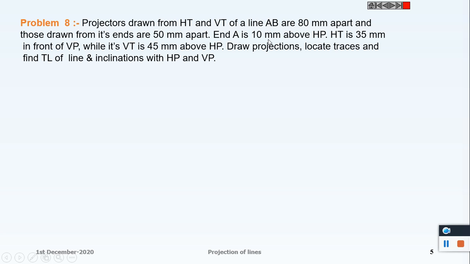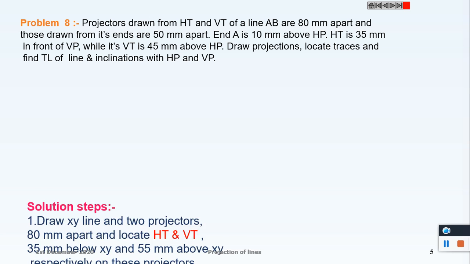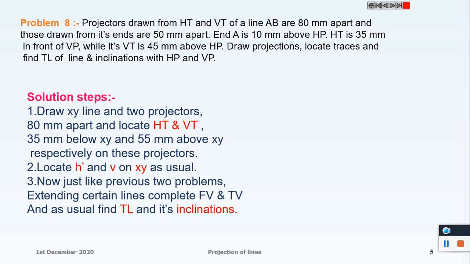End A is 10 millimeter above HP. HT is 35 millimeter in front of VP, while its VT is 45 millimeter above HP. Draw projections, locate the traces, find true length of line and inclinations with HP and VP. Here is the solution for this.